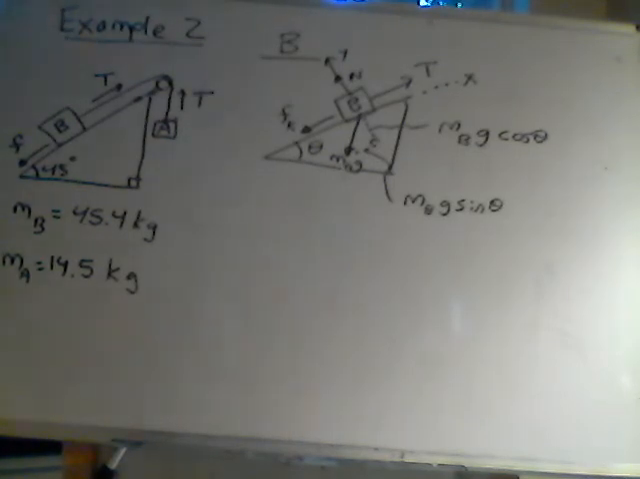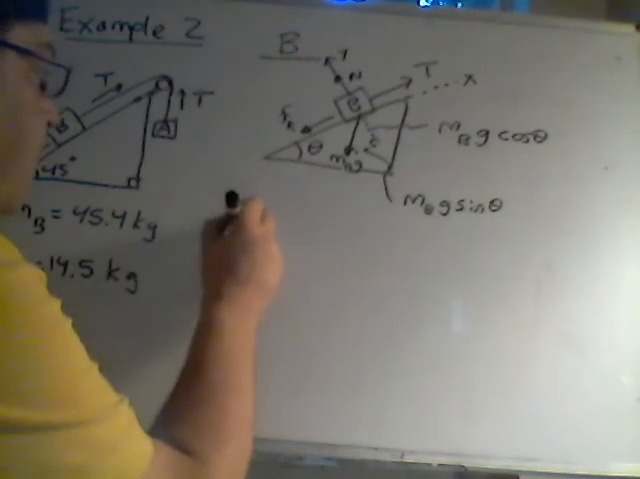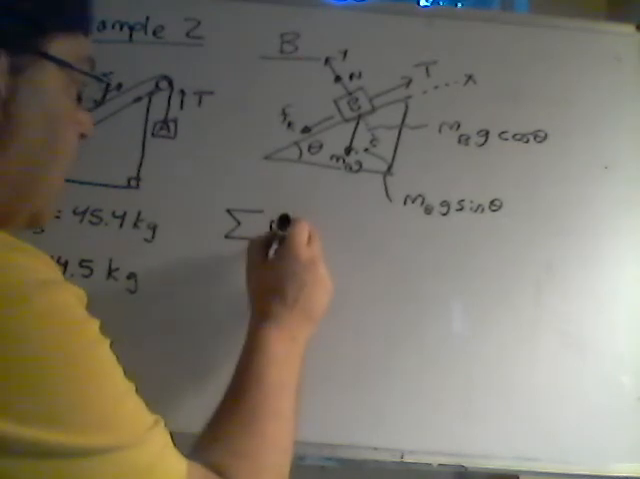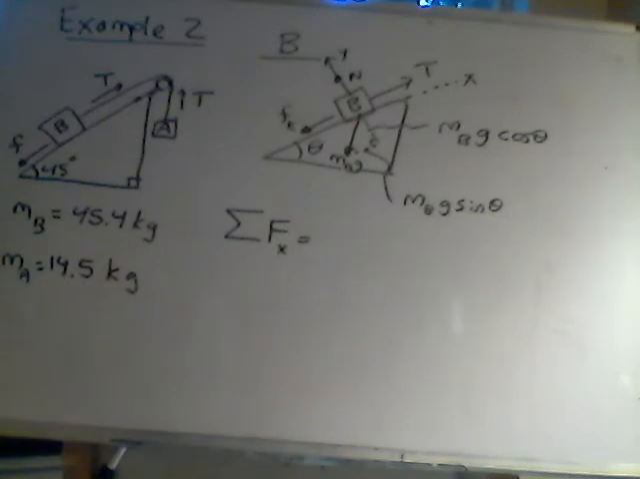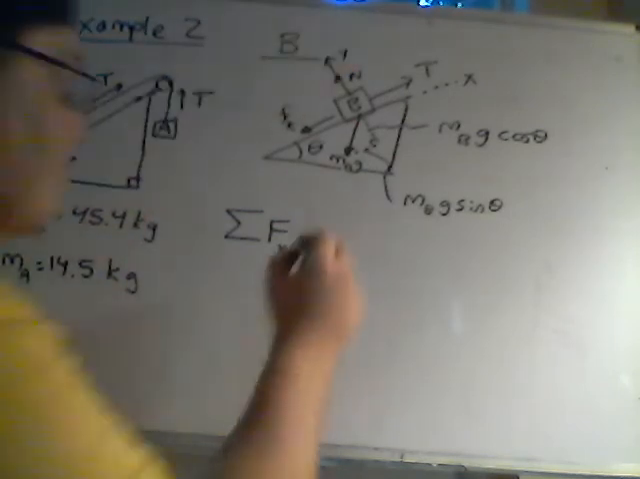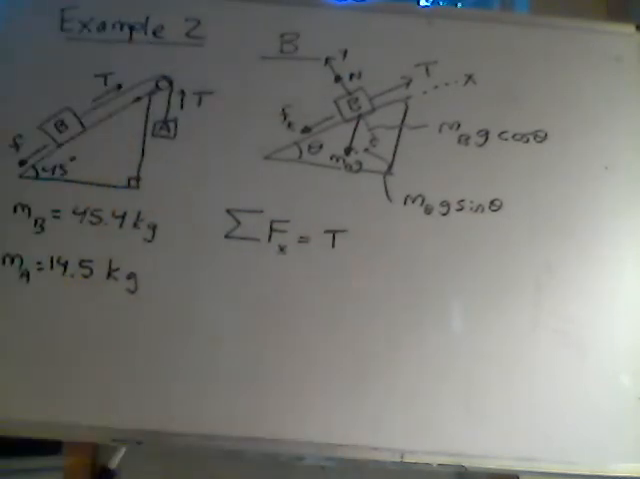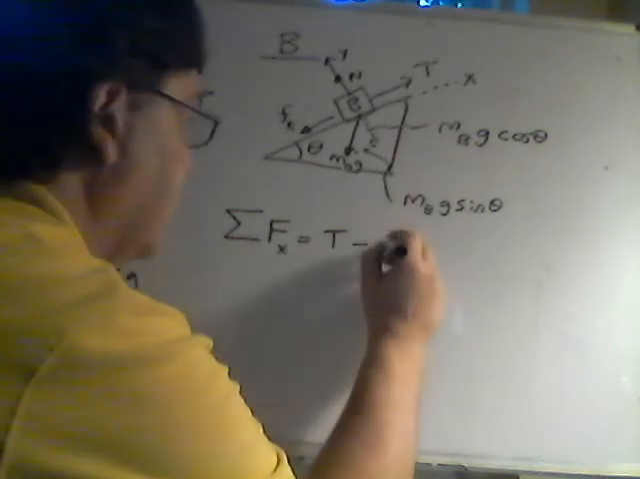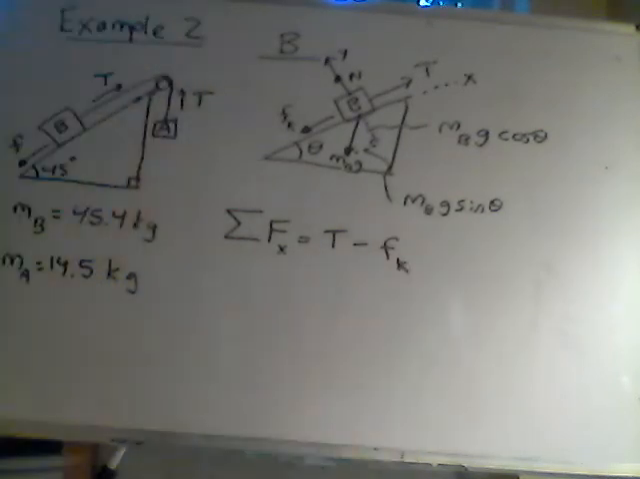Newton's second law. Sum of all forces in the x direction. Again, it's T is up. F sub k is down the incline, negative. Mg sine of theta, again, is directed down. Gravity is down.